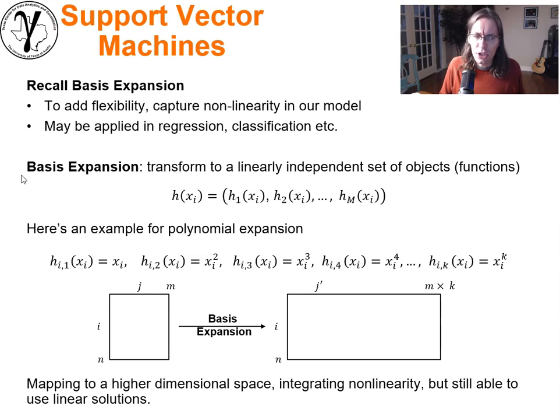So basis expansion, just a reminder: in the case of polynomial expansion, we have a predictor feature xi. We could do a second order expansion to x squared, third order, x cubed, and so forth up to the kth order. If we did that across all of our predictor features, whereas originally we had a predictor feature data table of n samples and m predictor features, now we'll have n samples and m times k predictor features, where k is the order we go to. And so we're in a higher dimensional space. This is great because we can now integrate nonlinearity. We can actually build a more complicated decision boundary.